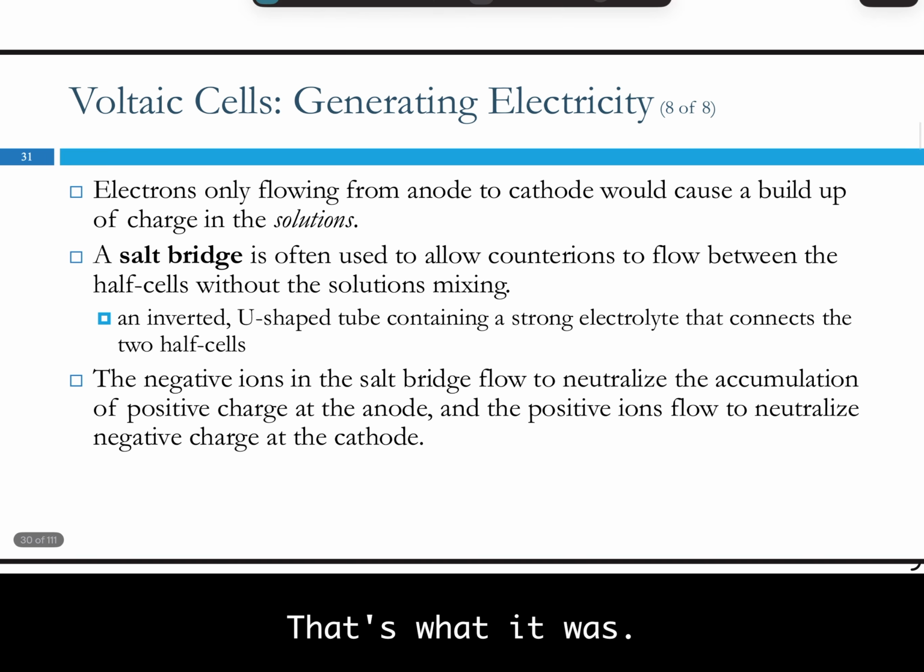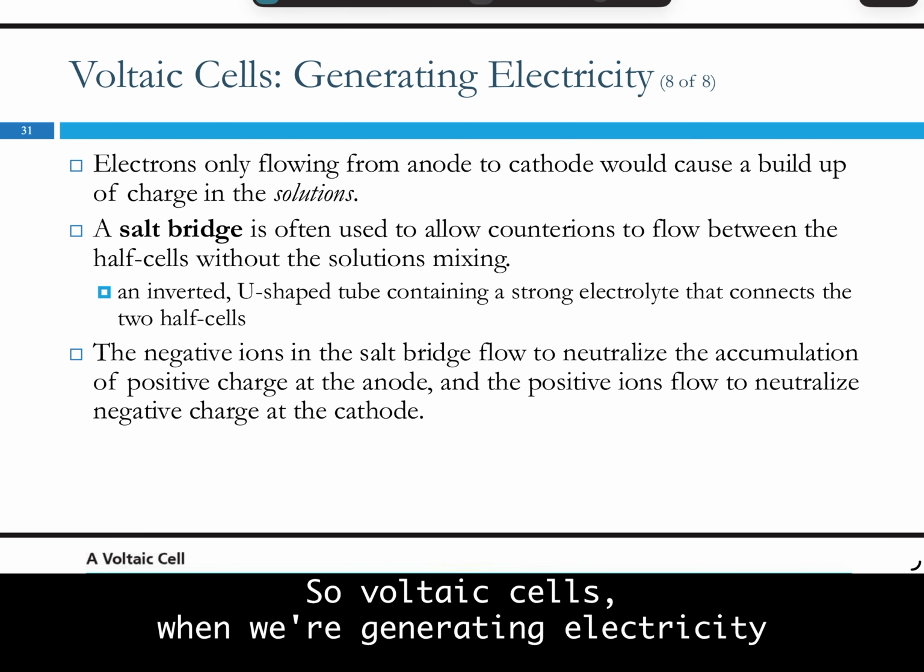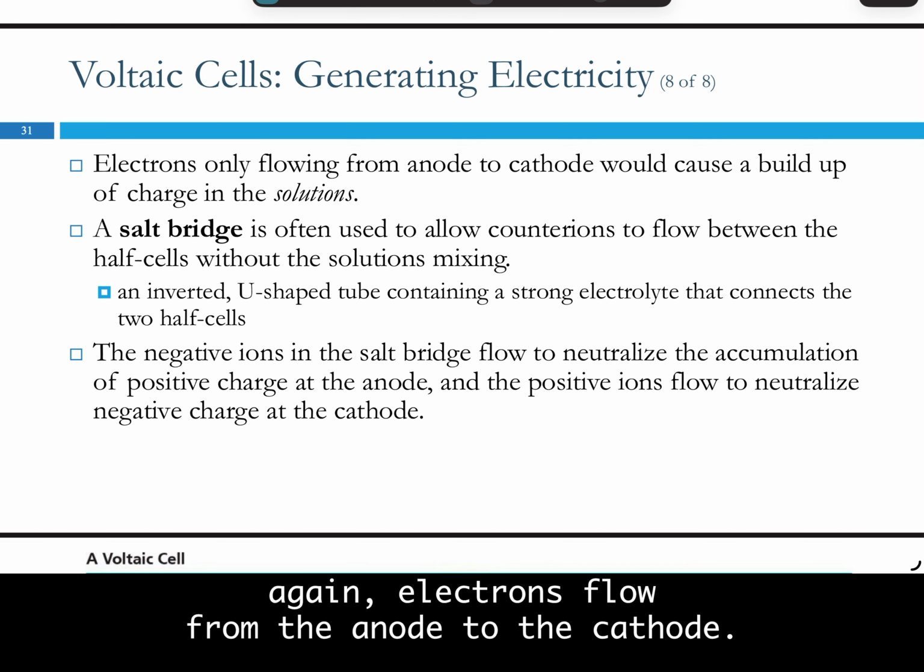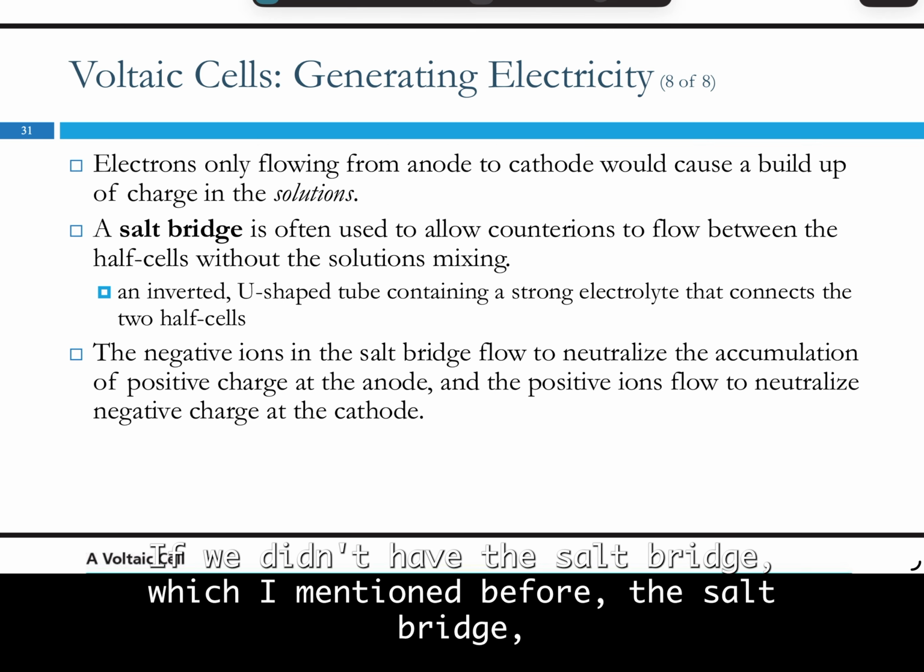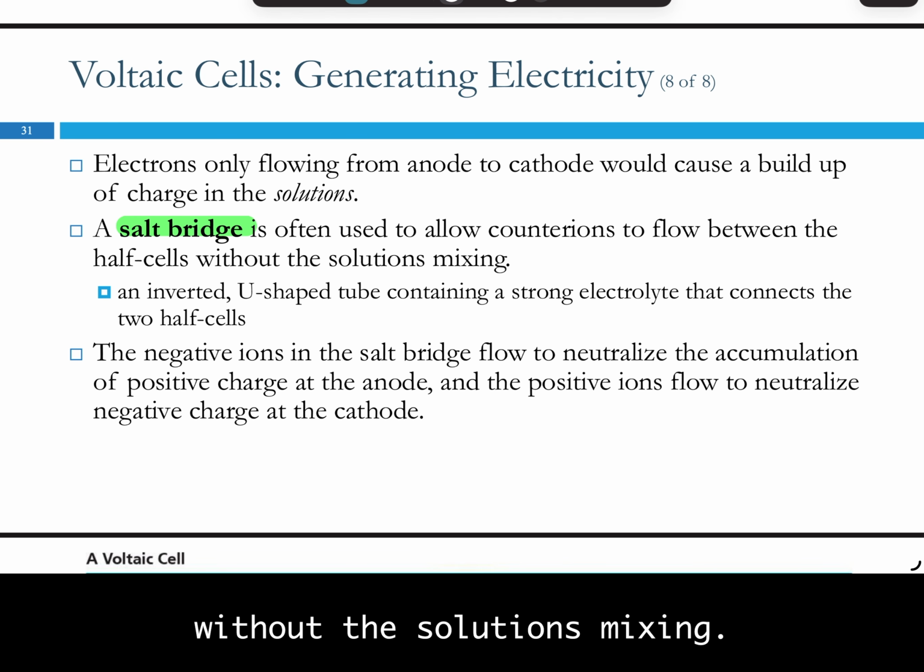Electrolytic cells, that's what it was. Kept getting stuck on electron. So in voltaic cells, when we're generating electricity, electrons flow from the anode to the cathode. If we didn't have the salt bridge, which I mentioned before, the salt bridge allows counter ions to flow between the cells without the solutions mixing.